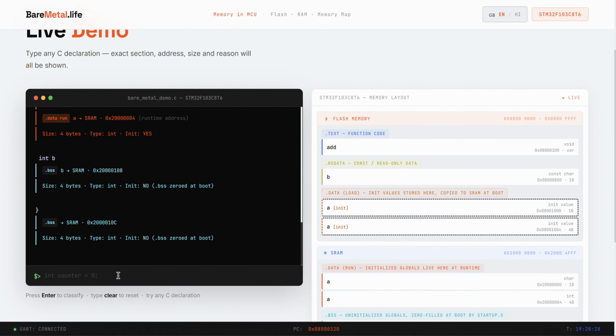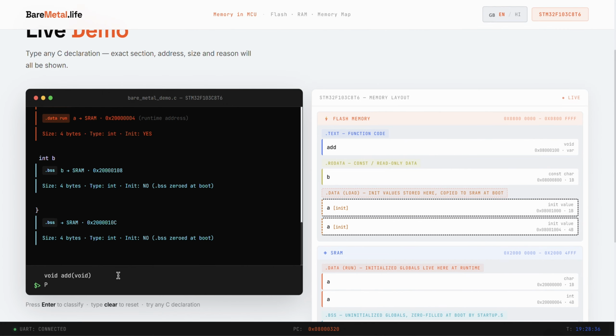Now, let's write a function: void add(int a = 5, int b).